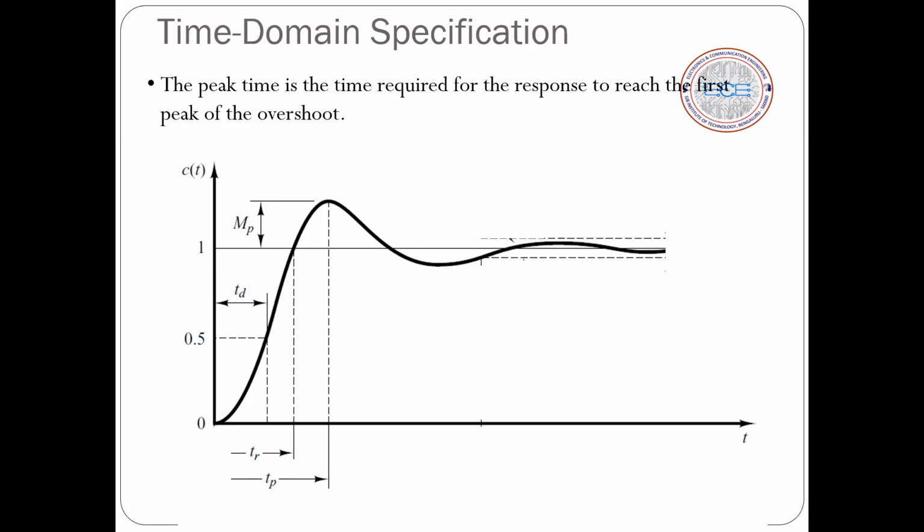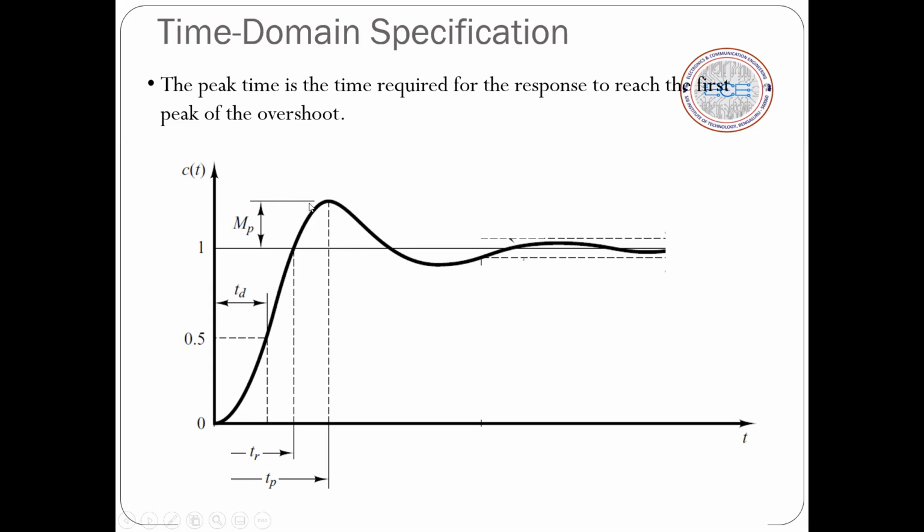Next, we have what we call TP, that is the peak time, where the maximum overshoot happens. The corresponding time we call the peak time. The peak time is the time required for the response to reach the first peak of the overshoot. This is the highest peak, that is the first peak. So the time taken by the system to reach this first peak is what we call TP, the peak time.